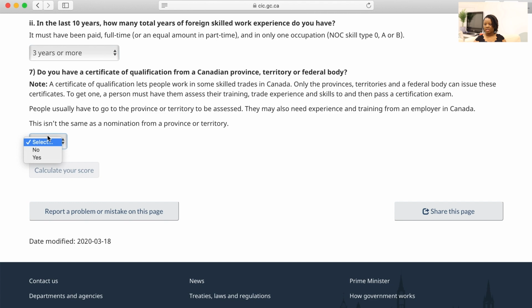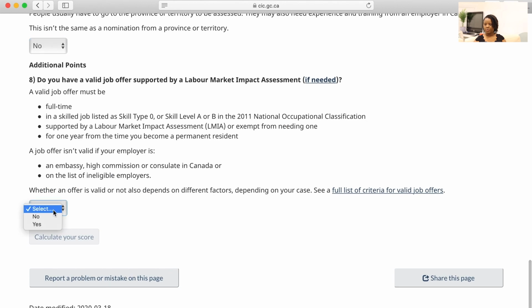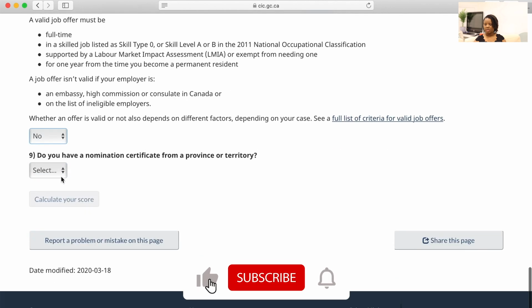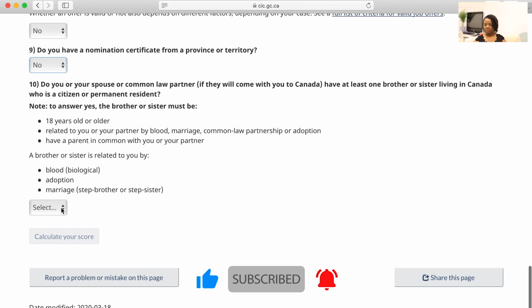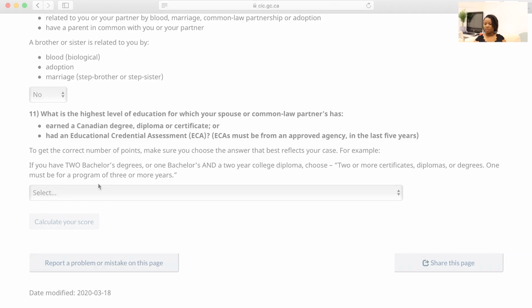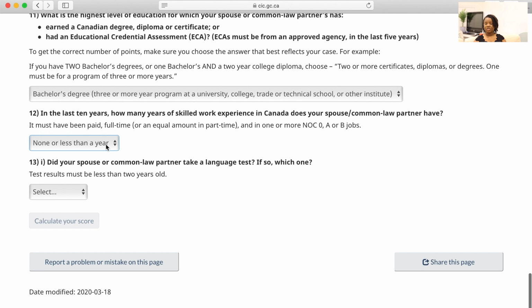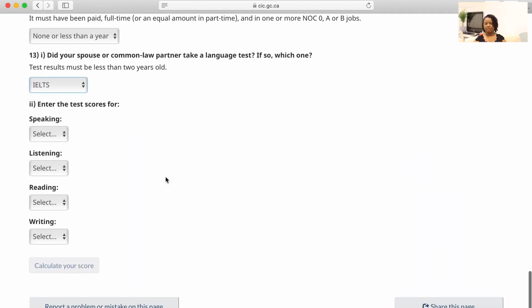Do you have a Canadian? Nope. So we're just going to say no for these other ones. And don't have a sibling in Canada, no. So here it's going to start asking information about your spouse. Let's say your spouse also has a bachelor's degree. Next question, in the last 10 years, how many years of skilled work experience in Canada? We're going to say none. Did your spouse take the test? I'm going to say yes, because of course you both need to be taking the test.